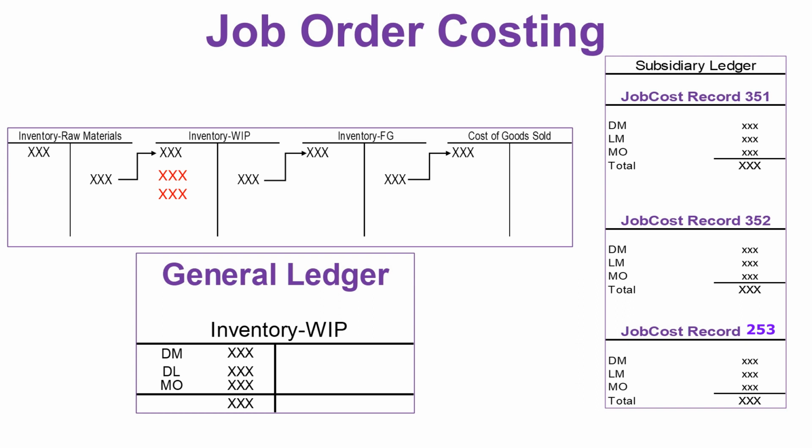So really, the general ledger account work in process inventory becomes the control account for a subsidiary ledger, the subsidiary ledger of which is all of these job cost sheets or records, job by job, for those products that we're manufacturing or in the process of manufacturing at any point in time.